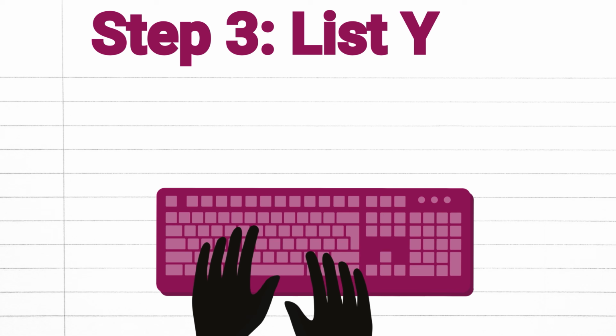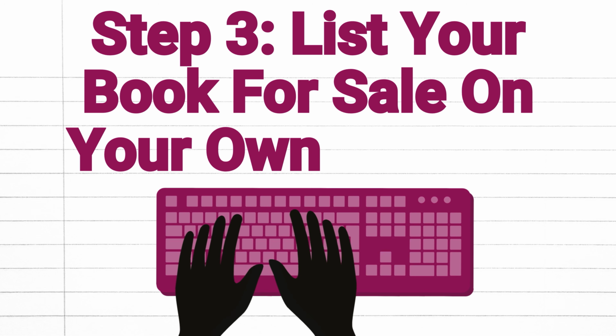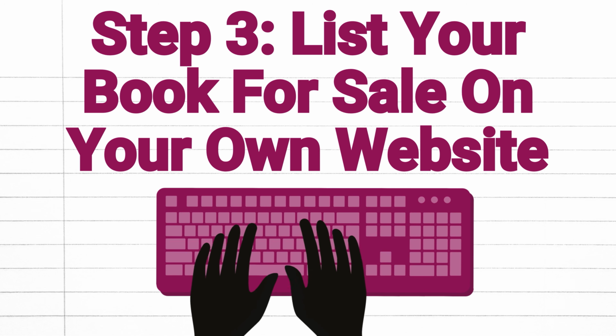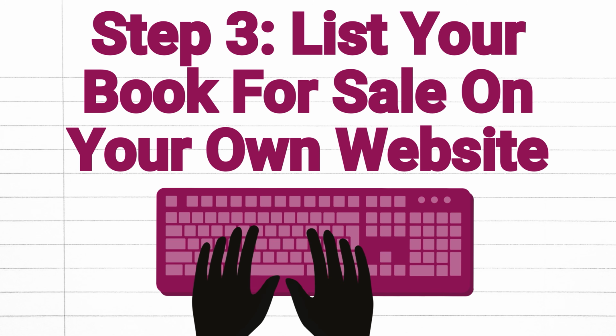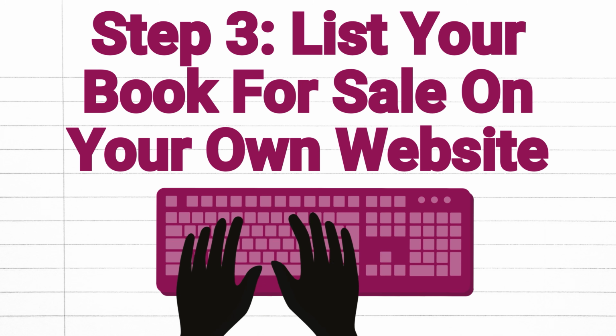And finally, step number 3 for how to write and self-publish your own ebook without using Amazon KDP. List your book for sale on your own website and start marketing. One of the things I love about being an ebook author is when you sell on your own website, you're making pure profit. An ebook is a digital file. It costs $0 in inventory and $0 to deliver to your customer. So when you make the sale, you're keeping 100% of that sale.